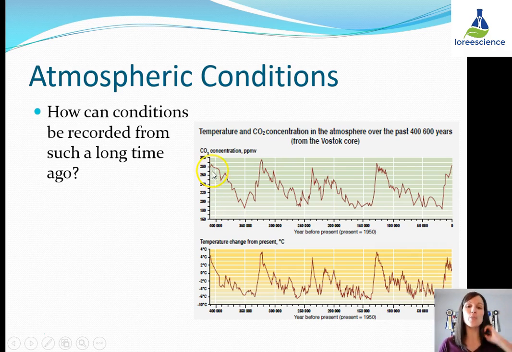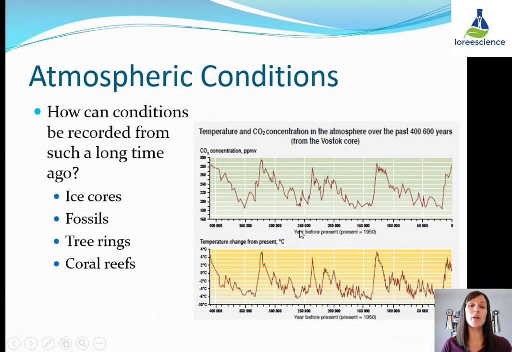If we look at this graph, we can follow the carbon dioxide concentration, and there are natural fluctuations, ups and downs, as we go through the years. Same thing with our temperature. We have natural ebbs and flows going up and down. So how is it that we measure them? There are a couple different ways.